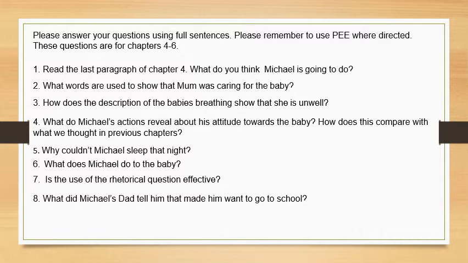Number 5, why couldn't Michael sleep that night? Number 6, what does Michael do to the baby? Number 7, is the use of rhetorical question effective? Number 8, what did Michael's dad tell him that made him want to go to school? You can use PEE obviously for number 1, definitely, and possibly for number 7 as well if you would like to. Okay, so pause the video here. Please take your time, read through the chapters and answer the questions in full sentences. We will go through the answers once you have completed the task.